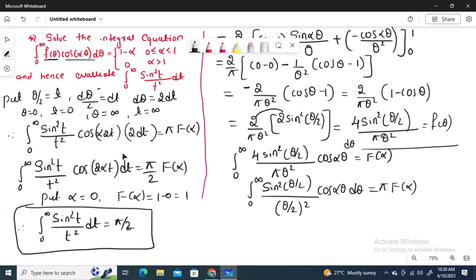This is how you can see, without integrating this function, we are evaluating the value of that integral. So this is the beauty of mathematics. This is the beauty of Fourier sine transform or cosine transform. Okay, so this is all about Fourier sine and cosine transform problems.